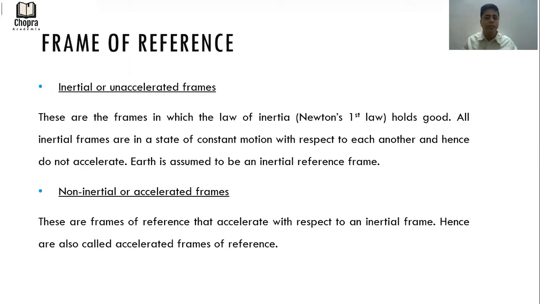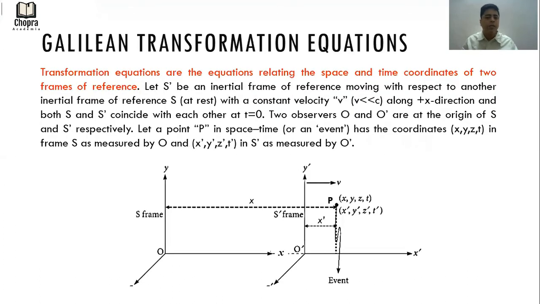So let us start with the classical set of equations, which are very simple to understand even. The classical set of equations are called Galilean transformation equations, which relate the space and time coordinates of two frames of reference. Here we are again talking about inertial frames of reference. So let us define a system such that S dash be an inertial frame of reference moving with respect to another inertial frame of reference S, which is at rest.